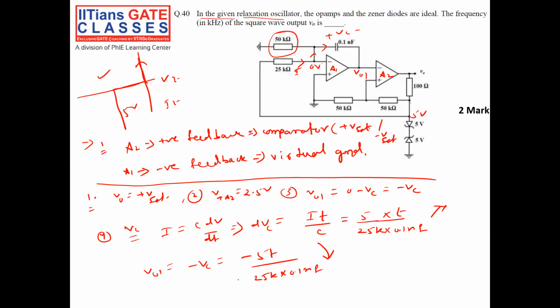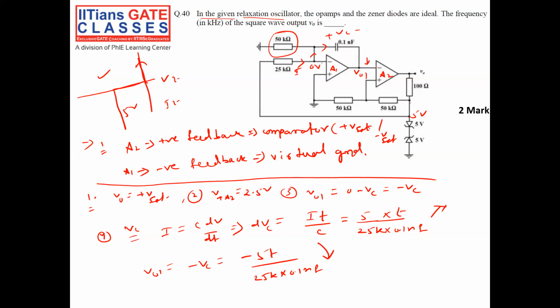It will go on decreasing, right? So this much you understand till now. So when my output is plus Vset, my V positive of A2 is 2.5 volt. So then what is my V01? V01 is decreasing, right? Since V01 is decreasing, this voltage will decrease.